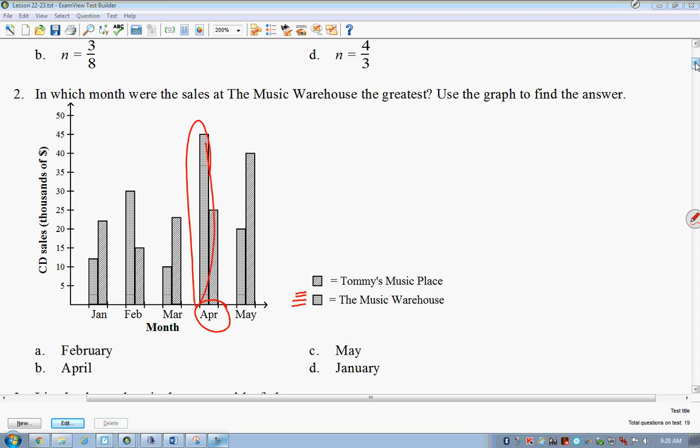that right there. Okay. If they were going to ask about Tommy's Music Place, where were their sales the greatest? In May. Okay, good. Anything very hard there? Not really. Okay, let's keep going.